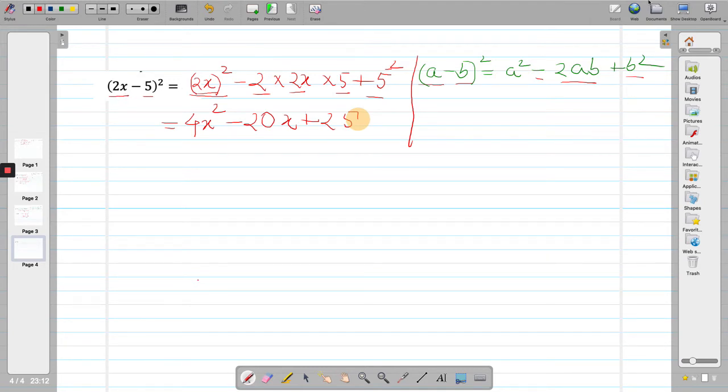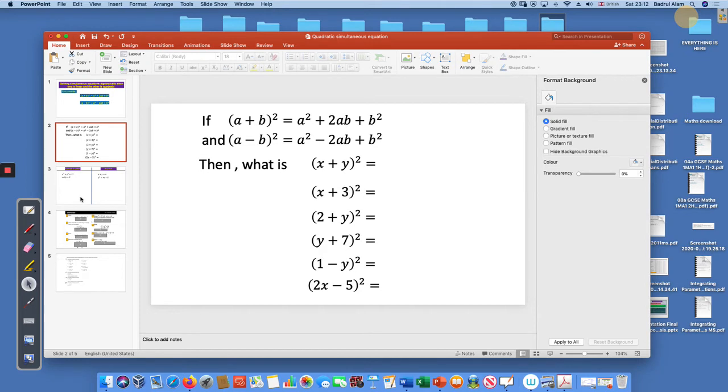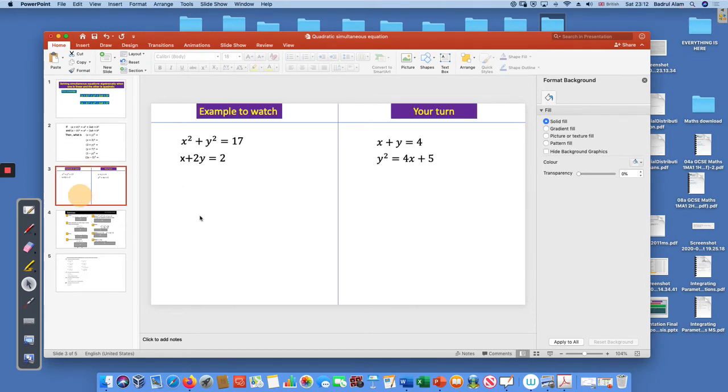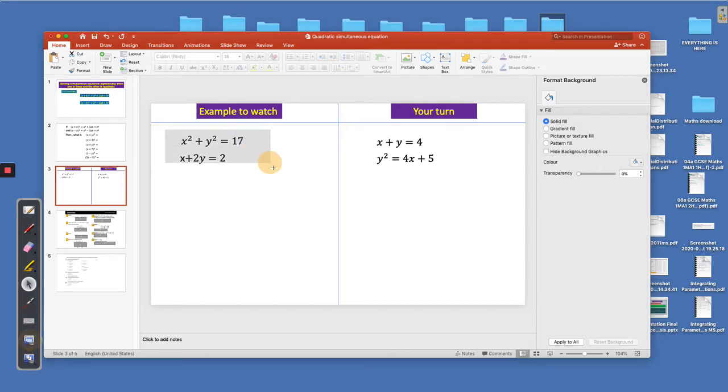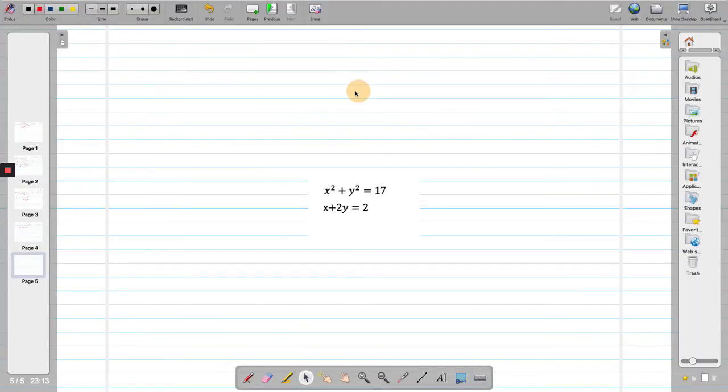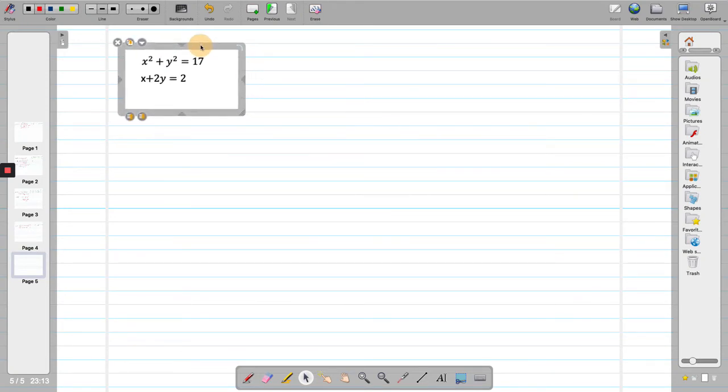Okay, so let's look at this now. Here we go, simultaneous equations. The first one I'm going to explain, and then it will be your turn. So listen very carefully to this one. Let me take it to my open board in a new page. Here are my questions. Can you remember when I explained the linear one, first we do is label them. So the first one is equation number 1, and this is equation number 2.